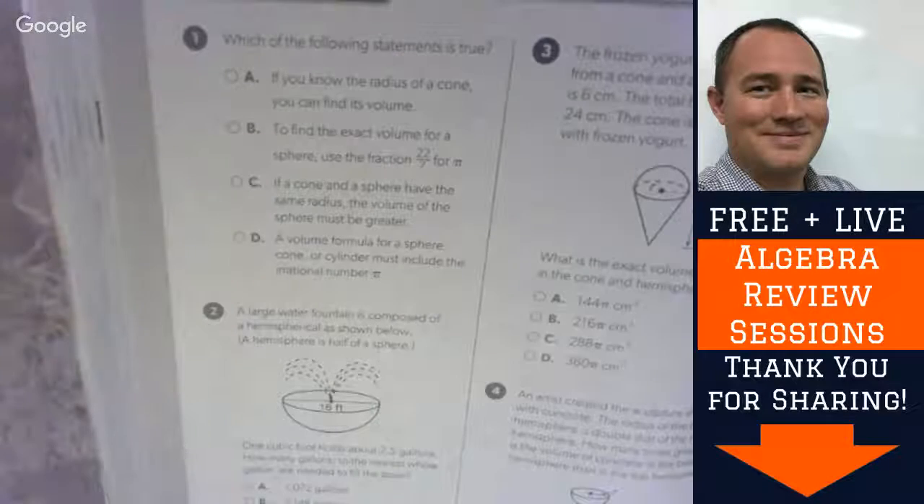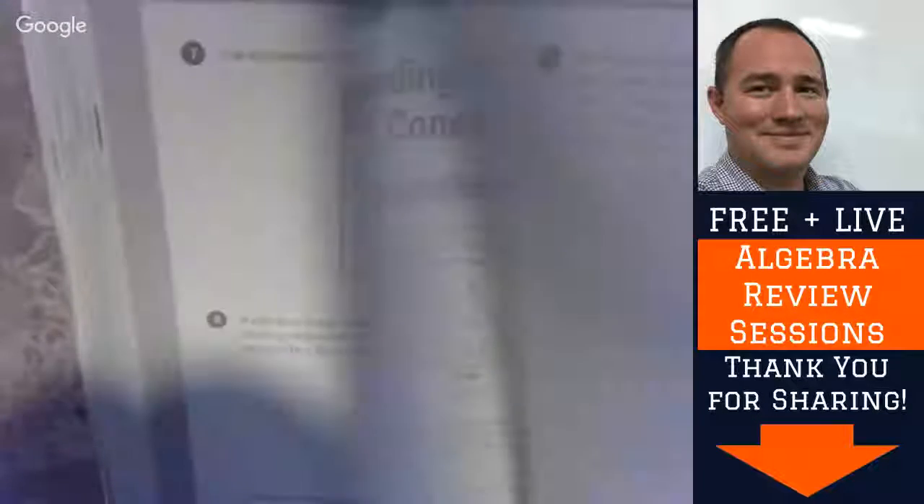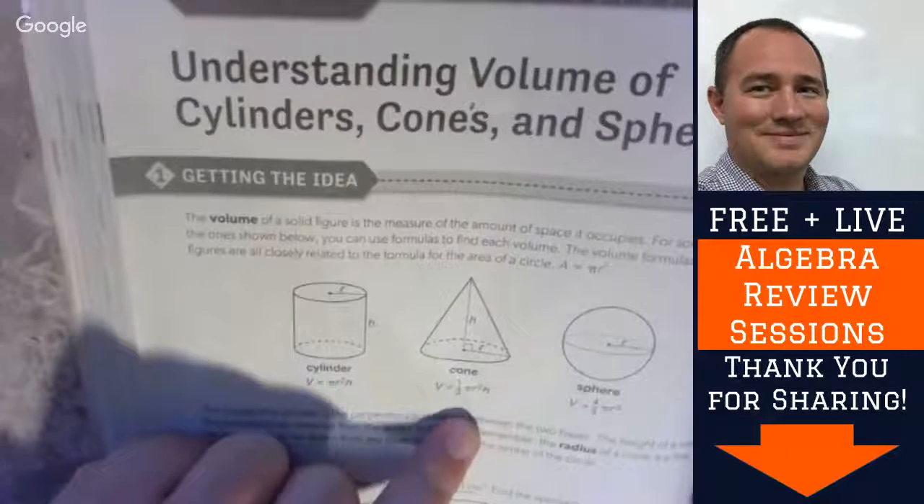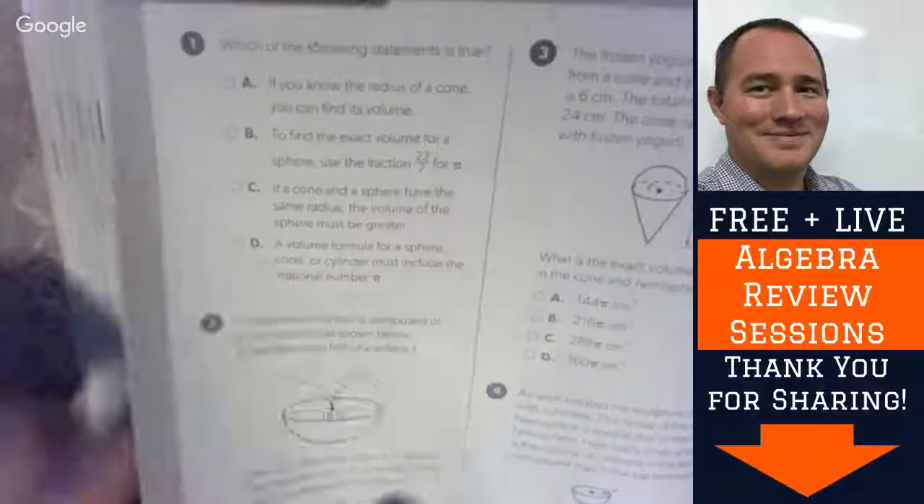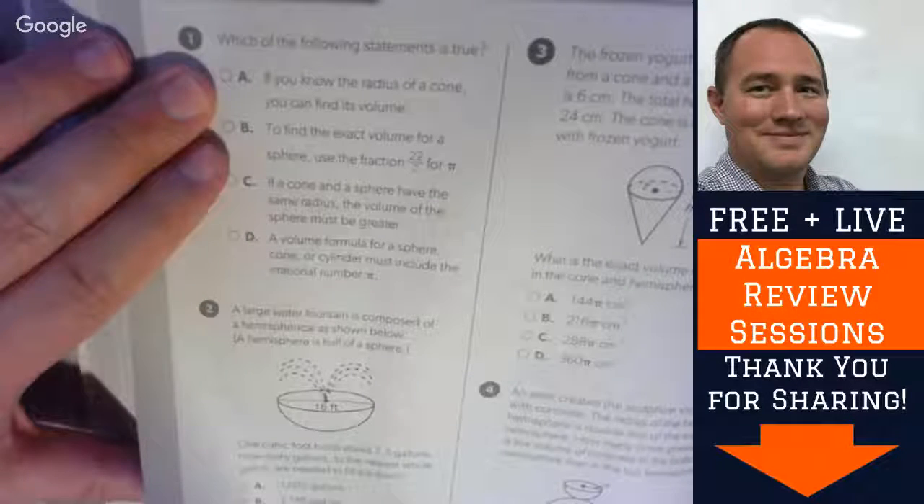Okay, so which of the following statements is true? If you know the radius of a cone, you can find its volume. Well, it helps, but is it enough? So here's the formula for the volume of a cone. We would need to know not only its radius, but also the height, right? So just the radius would not be enough.